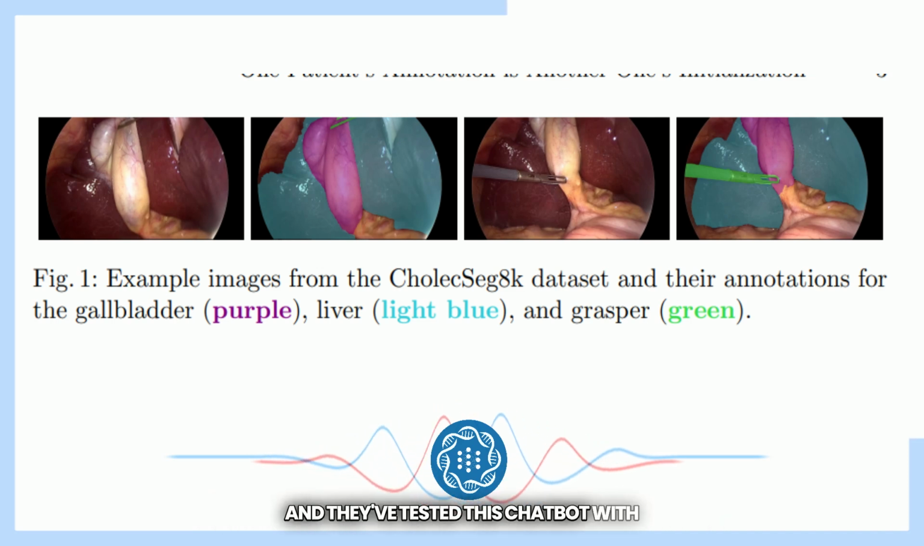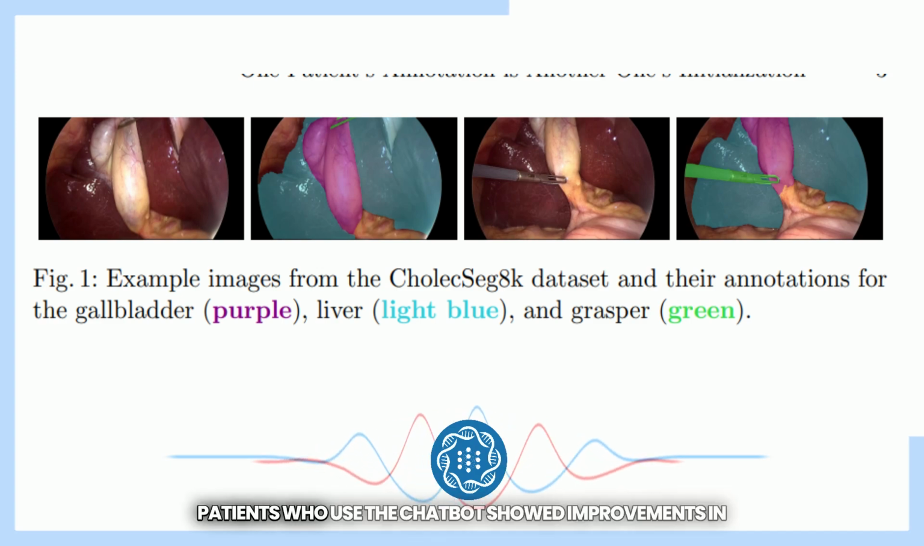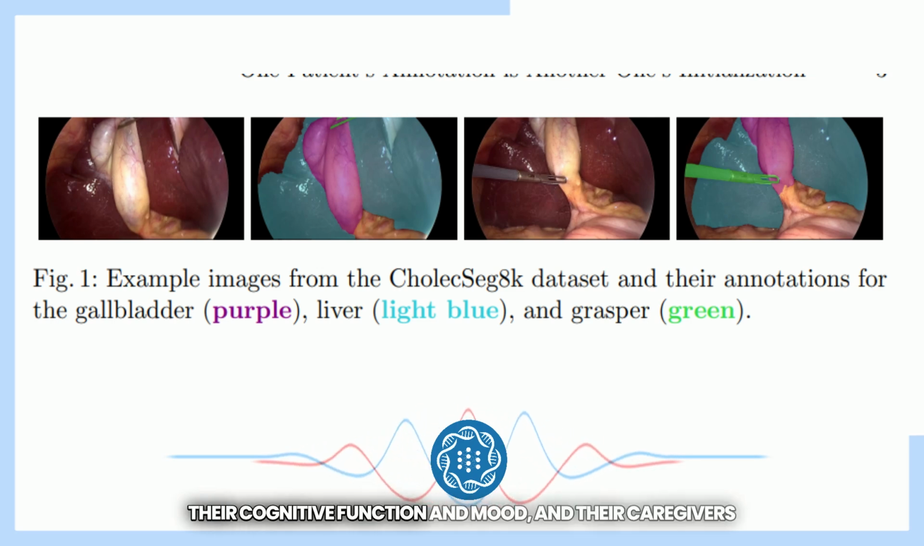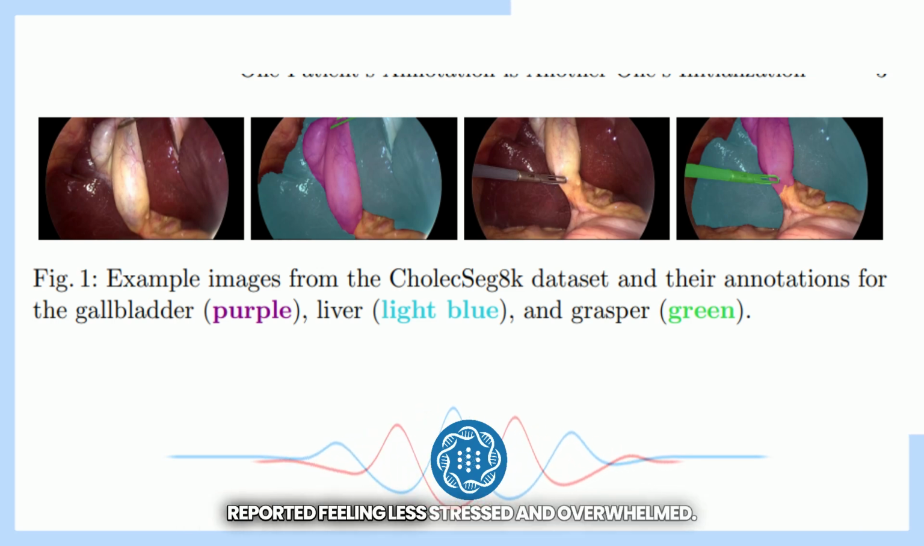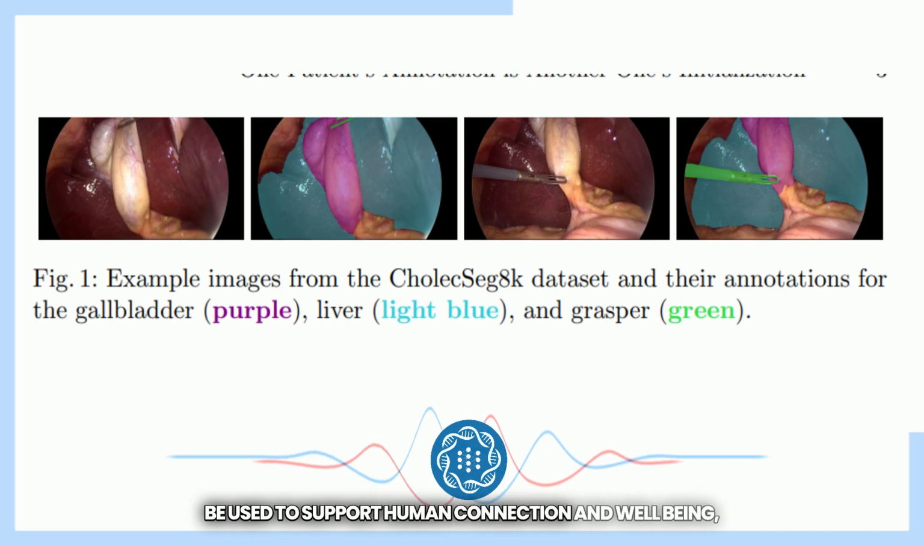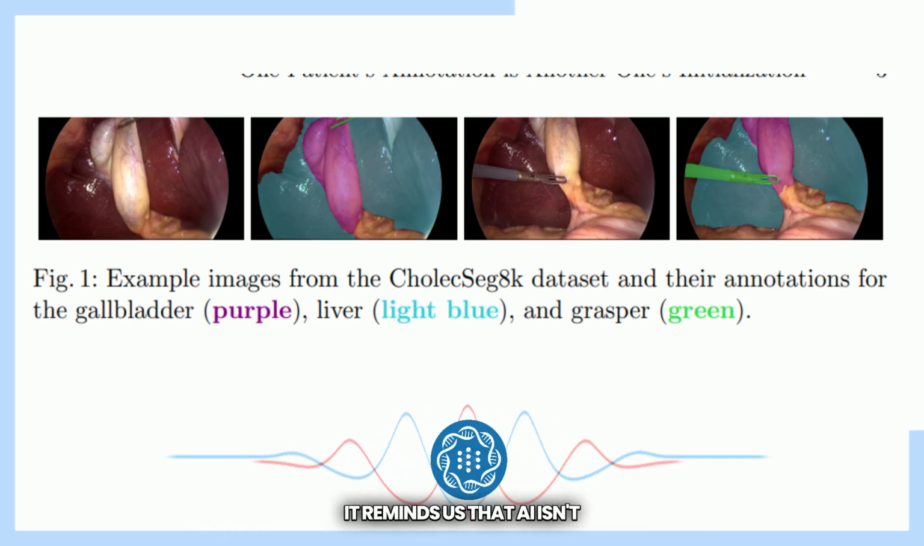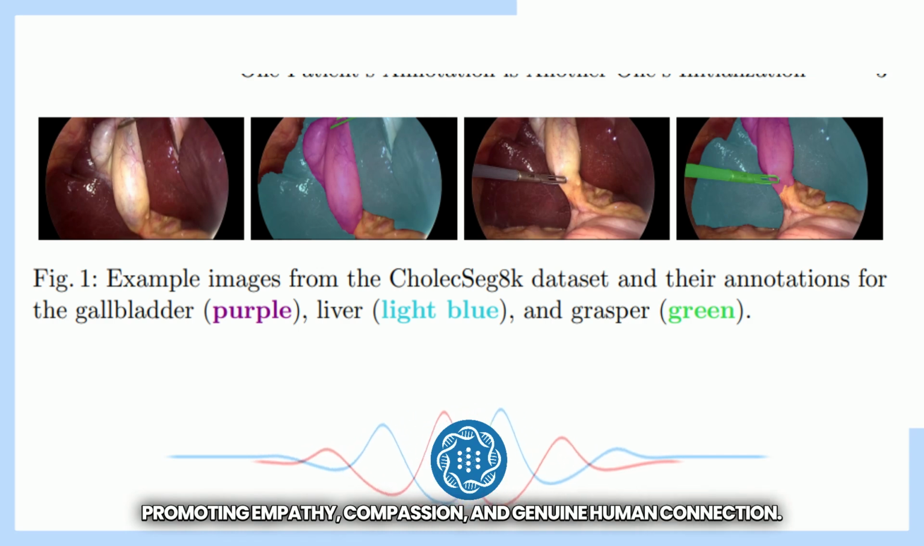Exactly. And they've tested this chatbot with Alzheimer's patients and their caregivers, and the results are truly heartwarming. Patients who used the chatbot showed improvements in their cognitive function and mood, and their caregivers reported feeling less stressed and overwhelmed. It's a really powerful example of how AI can be used to support human connection and well-being, even in the face of such a challenging condition. It reminds us that AI isn't just about numbers and data. It can also be a tool for promoting empathy, compassion, and genuine human connection.